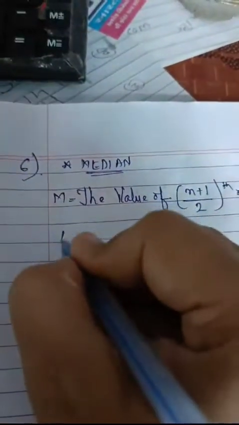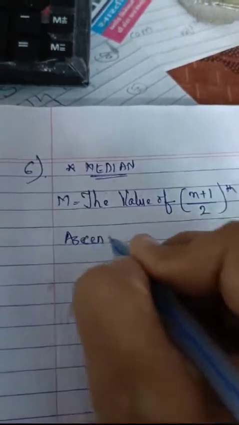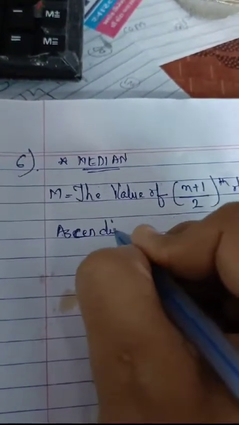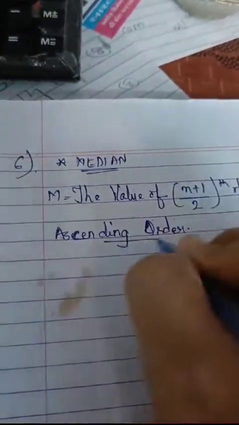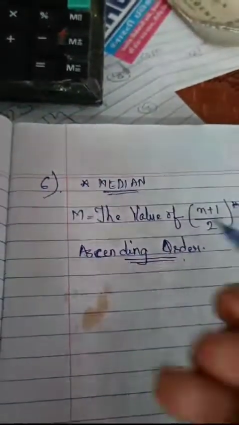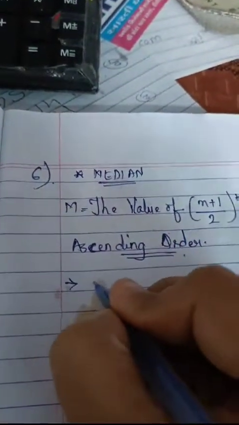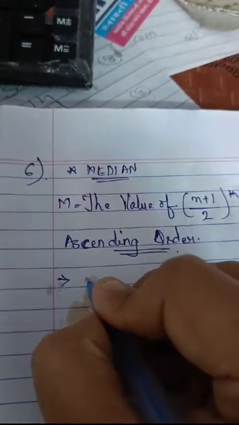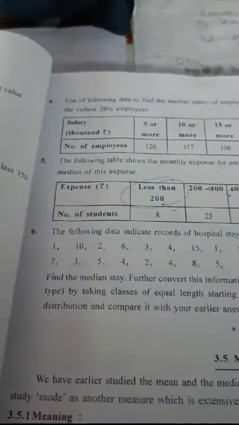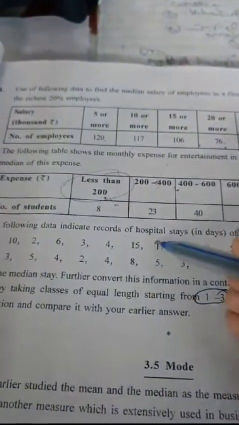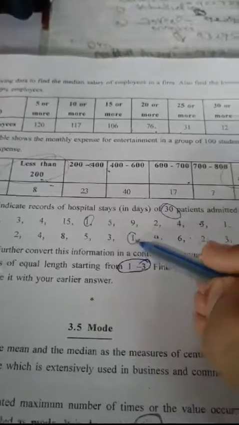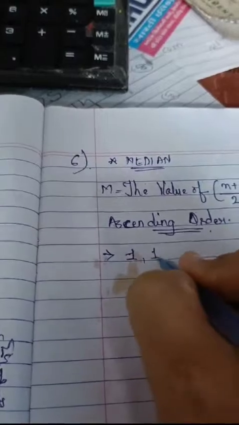Now first thing what we have to do? We have to do ascending order, arranging in ascending order. So what is the lowest one? 1. How many times is 1 coming? 1 is coming 3 times. So we will write 1, then 2, then 3, then 4. 4 times 1 is coming.